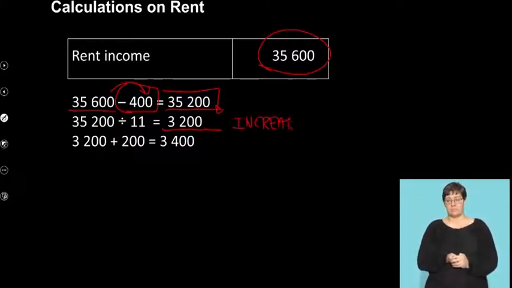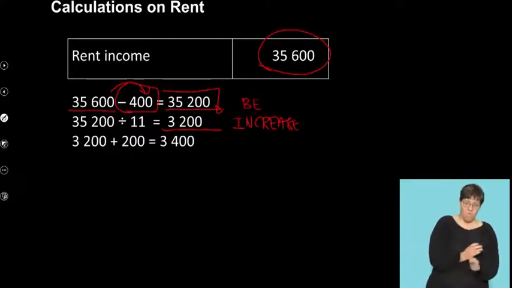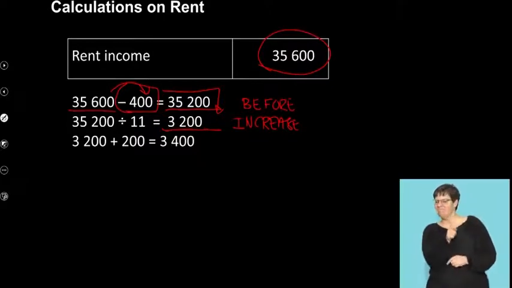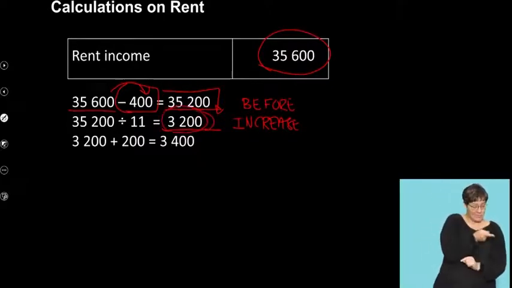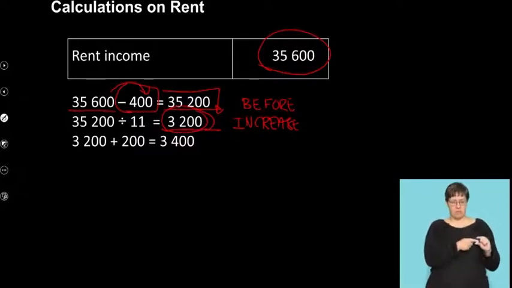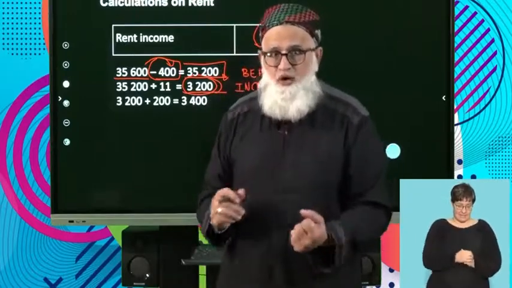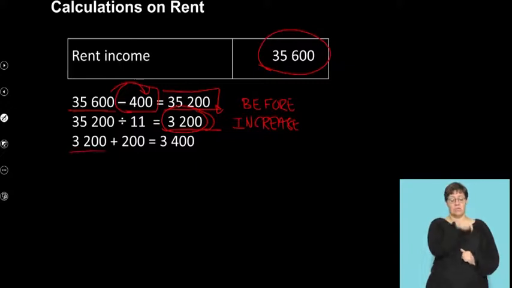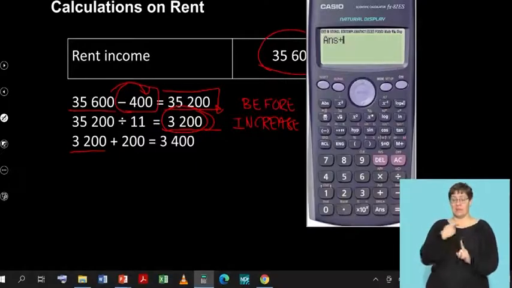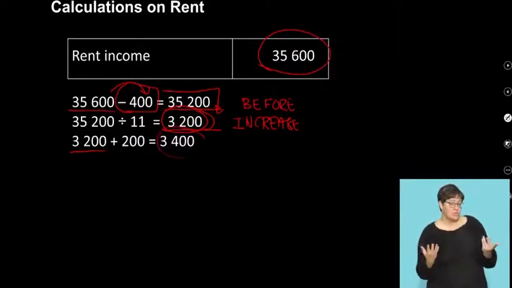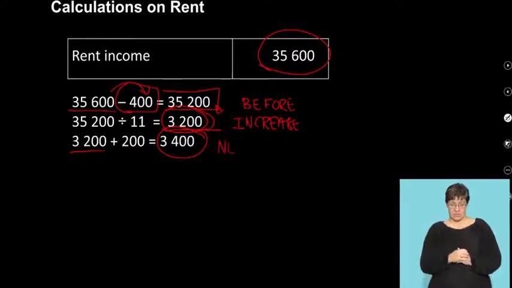Okay, guys? It was before the increase. Clear? Now, if that was my amount before the increase, what do I now do? So I've got the figure before the increase. I now add the increase to that amount. Here we go. Take your 3,200, which we've calculated there, plus the 200 increase, meaning that your new rental will therefore be 3,400. That will be the new rental after the increase.